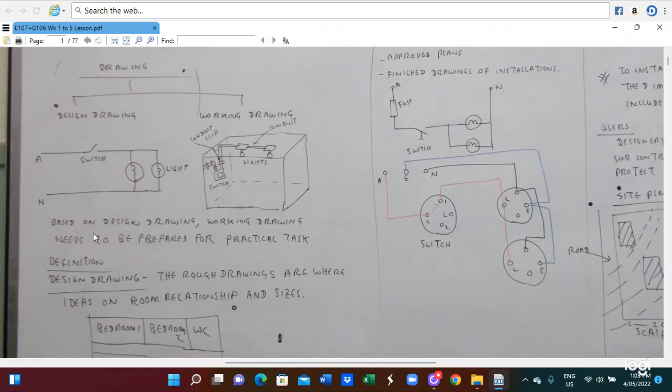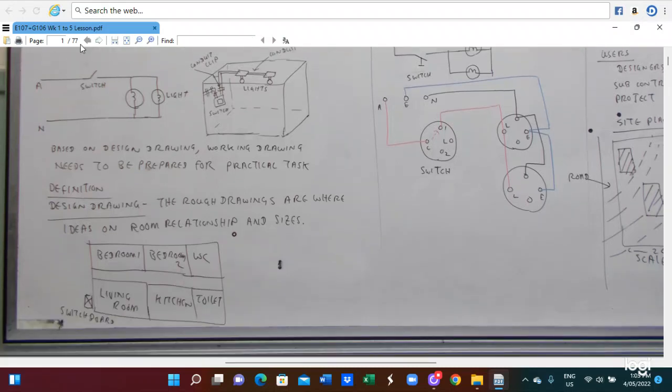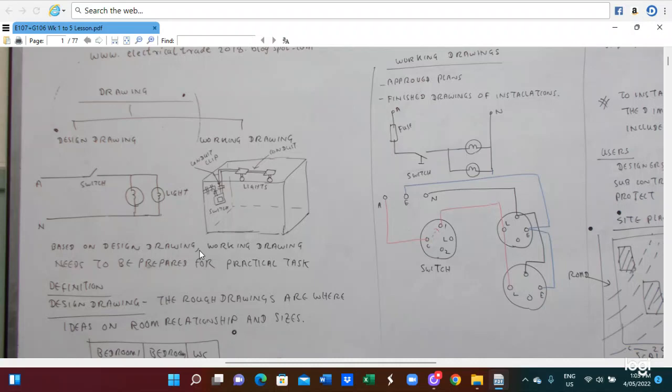So the definitions on the design drawing are also in the working drawing. In this case, our working drawing needs to be prepared based on the design drawing, for the practical tasks. Therefore, the design drawing is the rough drawing. It is where there's an idea, the room shape, size. The basic idea is given by the design drawing.